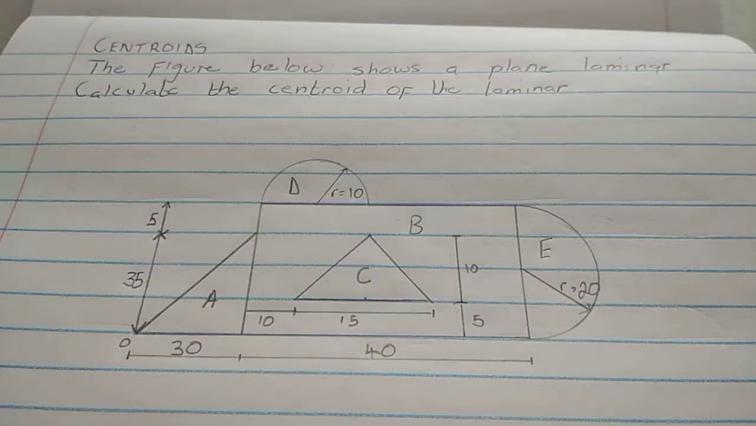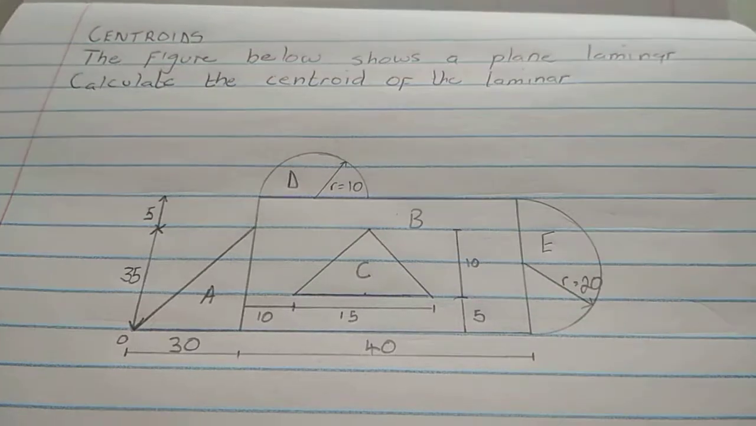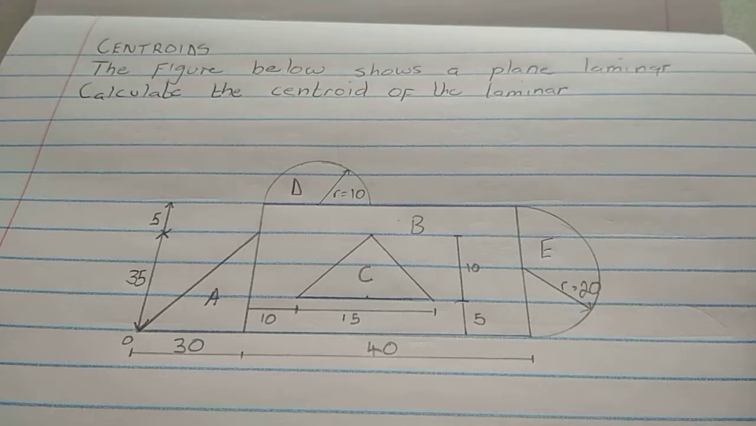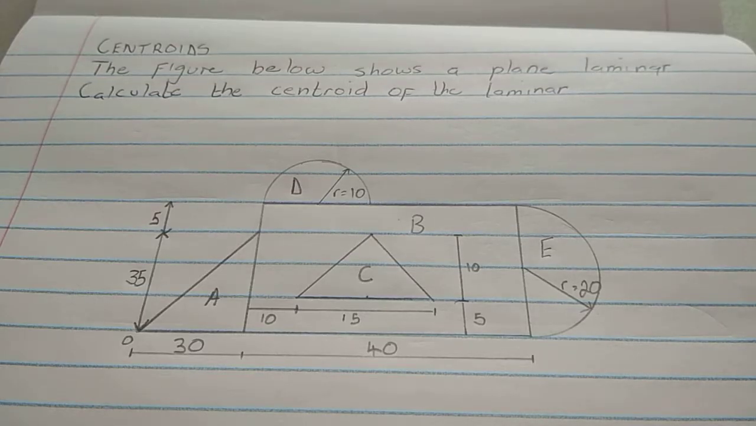Let's go to the question now. The question is, the figure below shows a plane lamina. Calculate the centroid of the lamina. The lamina is this whole shape that you can see there. It consists of triangles, rectangles, as well as half circles.